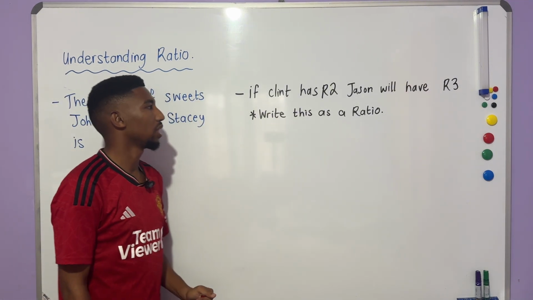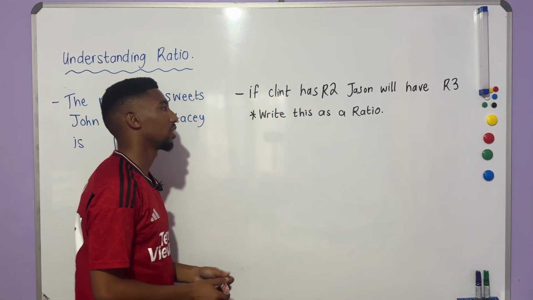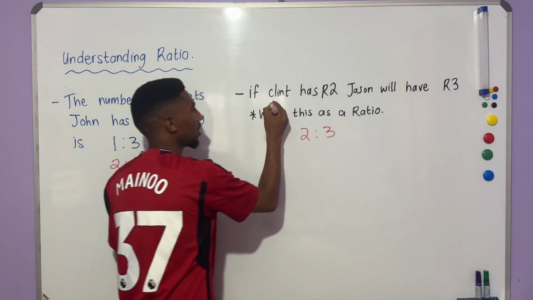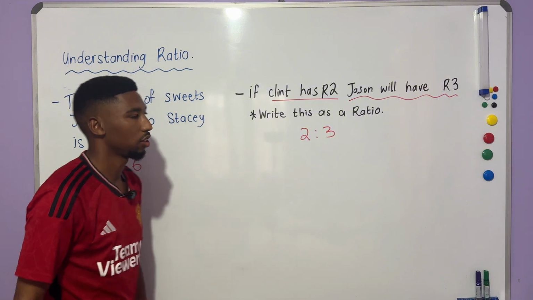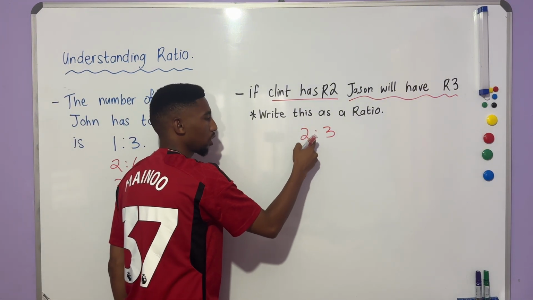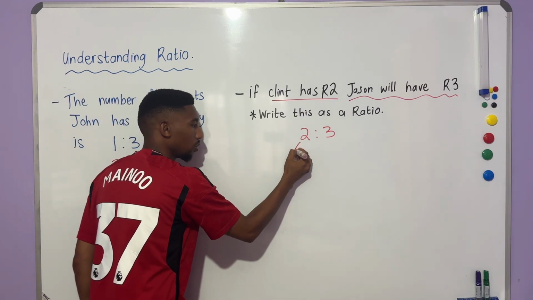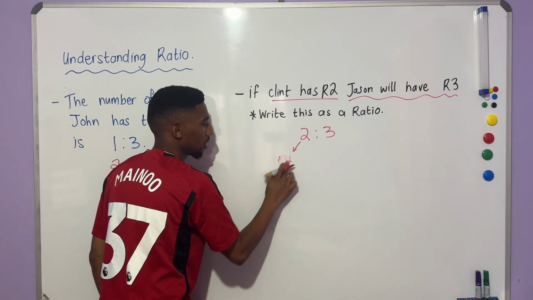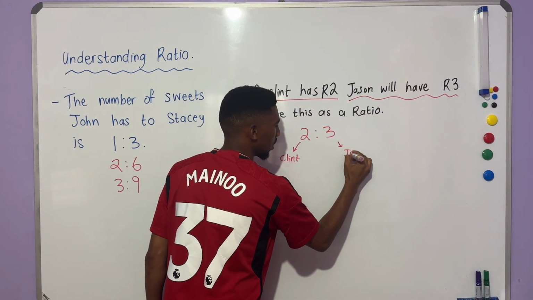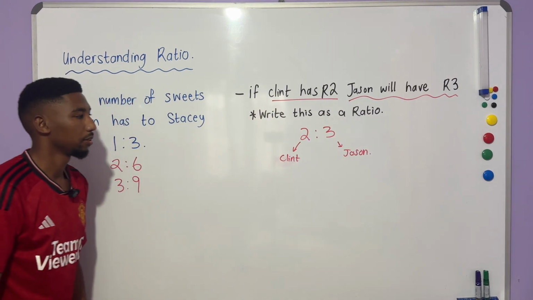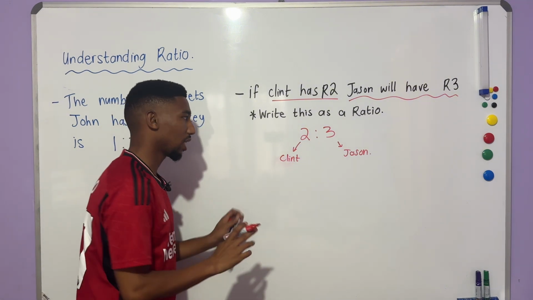If Clint has 2 rand, Jason will have 3 rand. Just a basic example. Write this as a ratio. This is saying that every time Clint has 2 rand, Jason will have 3 rand. We write the 2, the ratio sign, and the 3. Again, this is saying if Clint has 2 rand, Jason has 3 rand, and if on any given day these are fixed, it stays like this.